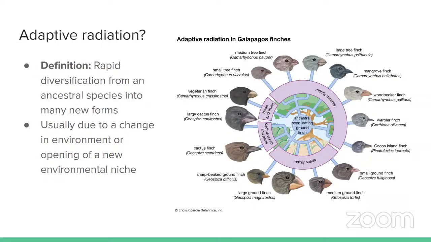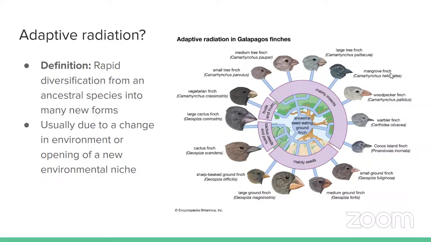So adaptive, referring to new adaptation. So you're adjusting and changing to fill new places in the ecosystem. So new environmental niches. So formally, if we want to define it, adaptive radiation is a rapid diversification, so lots of new things, from an ancestral species, giving us many new forms. So this is usually going to be due to a change in environment or the opening of a new environmental niche. So the classic example of this, which we'll go through just to get down the basics of this topic and make sure we're all on the same page with this.